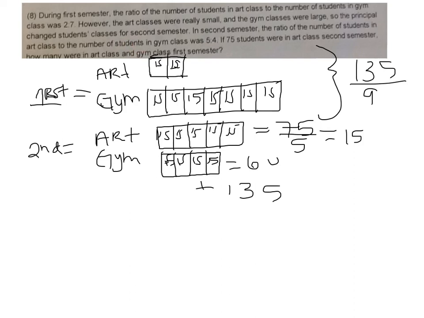So now I know that there were 30 students first semester in the art class, 15 times 2, and then 105 students first semester in the gym class, 15 times 7. And of course, those should total again to be the total number of students, which is the same as second semester, 135 students.